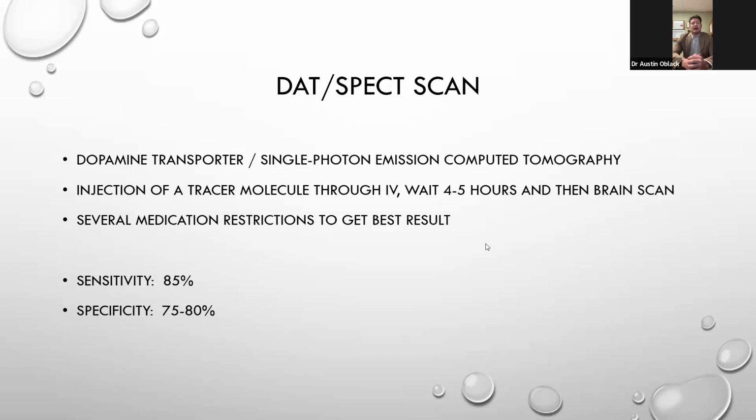This is probably, outside of the clinical testing, the test that has been widely used up until more recent years as the study to really confirm or refute a diagnosis of Parkinson's disease. This one's pretty sensitive, about 85%. Again, 85% of the time people come in with symptoms, it correctly identifies them as Parkinson's disease, and a specificity of 75 to 80%, being able to refute a diagnosis of Parkinson's disease when it's not truly there.